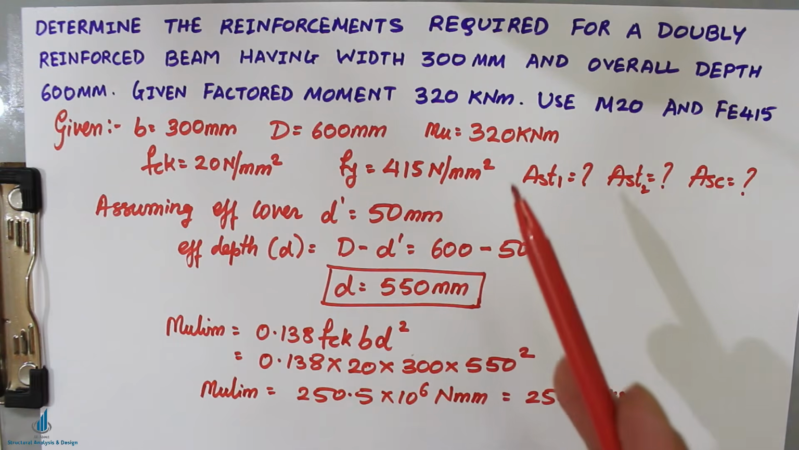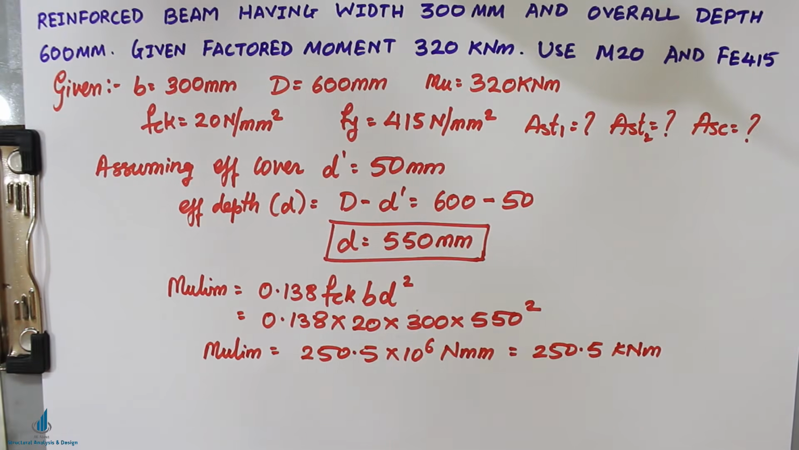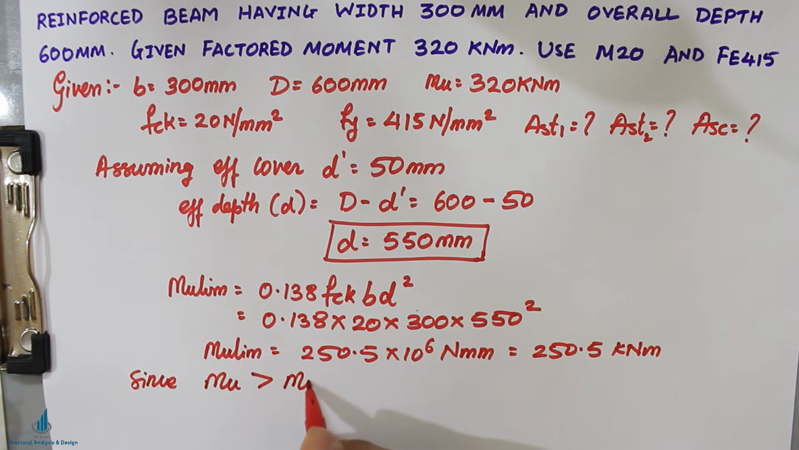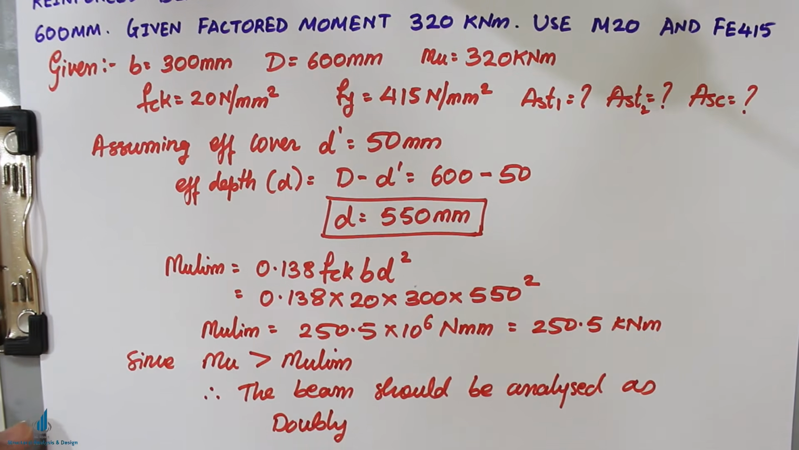Then what you can conclude, as Mu is greater than Mu limit, this beam has to be designed or analyzed as a doubly reinforced beam. Since Mu is greater than Mu limit, therefore the beam should be analyzed as doubly reinforced beam. So this remark you have to give: analyzed as doubly reinforced beam.